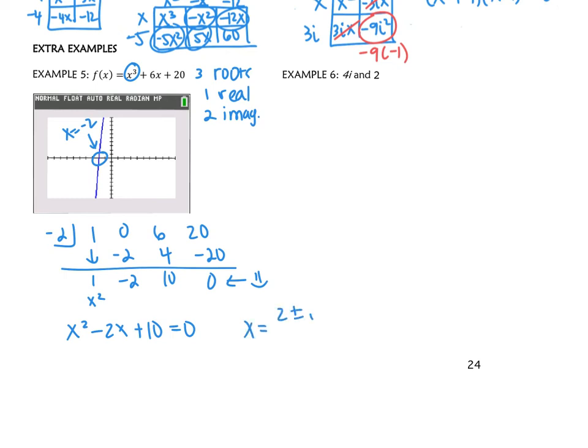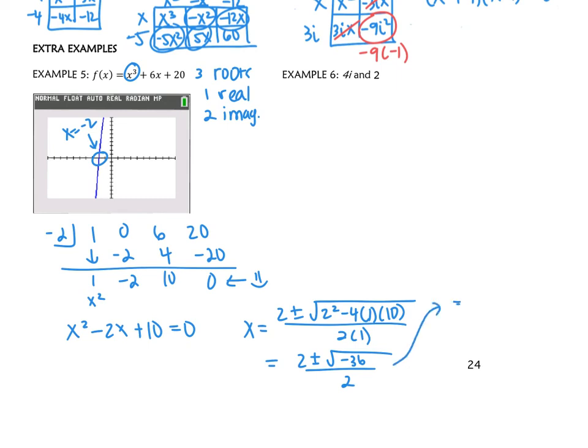We get negative b plus or minus the square root of b squared minus 4ac, all over 2a. That square root, I get 4 minus 40, which is negative 36. Okay, be careful here. Do not divide by 2 yet. We are not ready for that yet. Simplify the square root first. Square root of negative 36 is 6i. Dividing everything by 2, we get 1 plus or minus 3i.